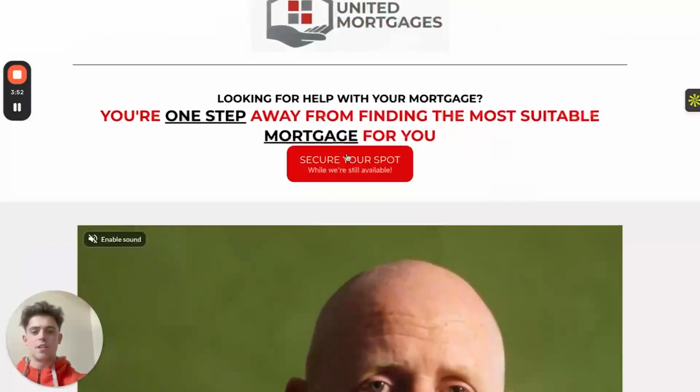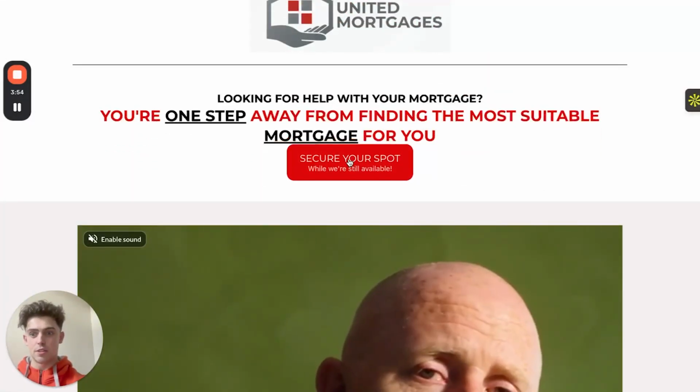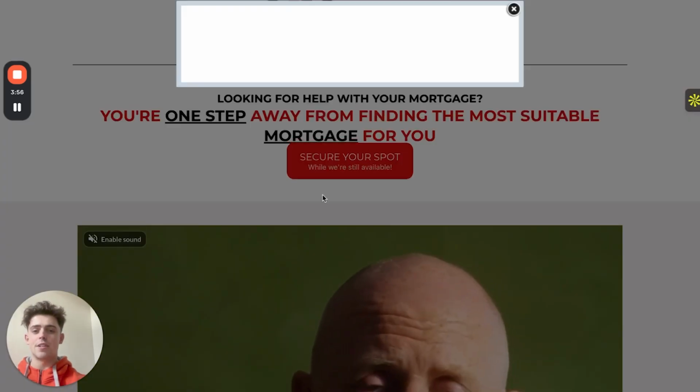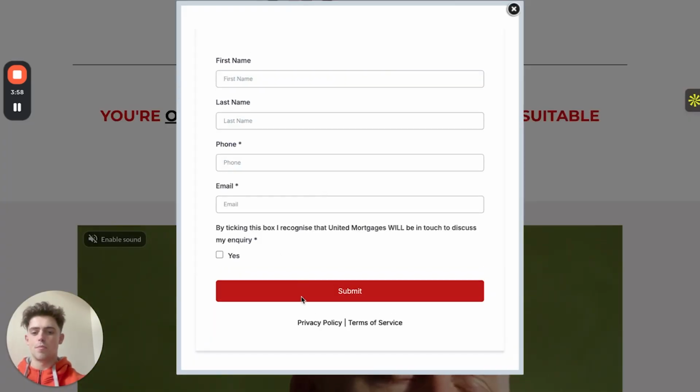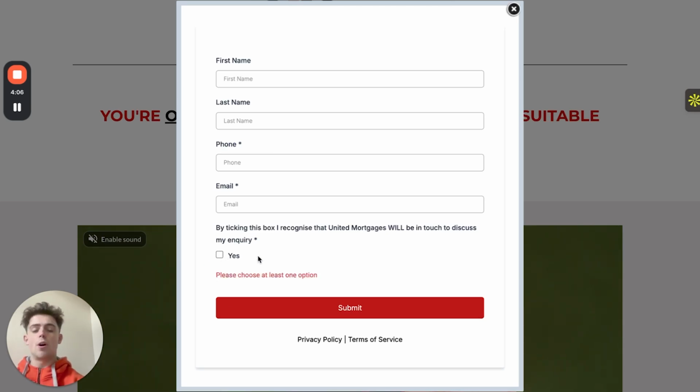But at this stage, this is how we actually turn that attention into leads, right? I define a lead as someone who fills out this form, so someone who hits submit. We have an option for name, number, email, and this is the closest thing I have to a magic trick: just by ticking this box, I recognize that the business will be in touch to discuss my inquiry. So if we have a time waster lead, someone who's not genuine about a conversation, we can put them off at this stage. It's a mandatory tick box.